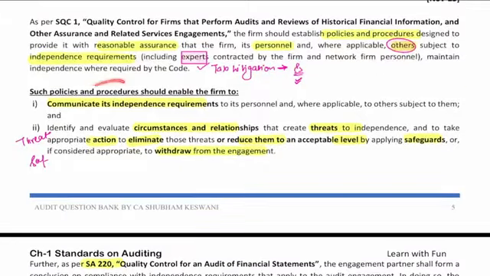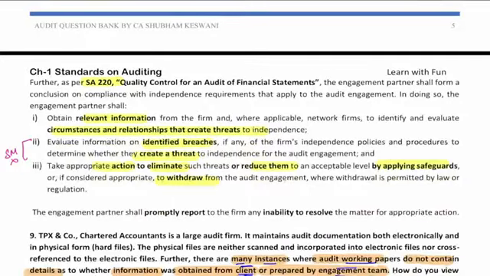Now, sir, policies and procedures are very simple that we discussed. Communicate the independence requirement, then talk about threats and safeguards. Circumstances, relationships create threats. Then safeguards, that is the action to eliminate, reduce. If you are not able to do, then withdraw. Got it, sir. Now, same thing is written in SA 220, just a repetition. Circumstances, relationship, threats. Breaches which create threat. Actions to eliminate, reduce or withdraw. Easy peasy.